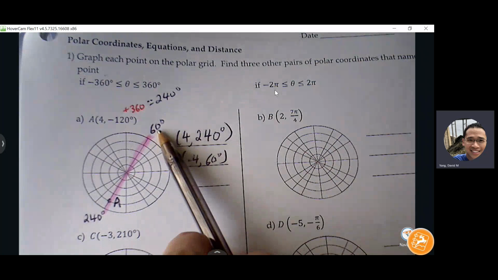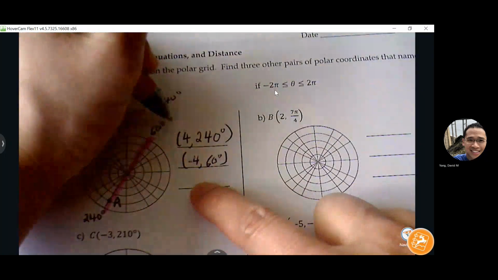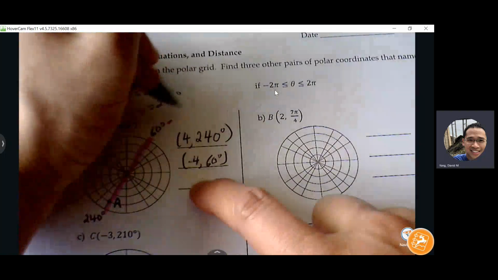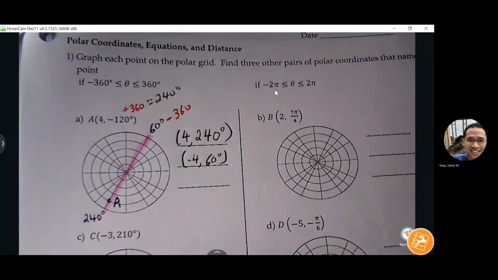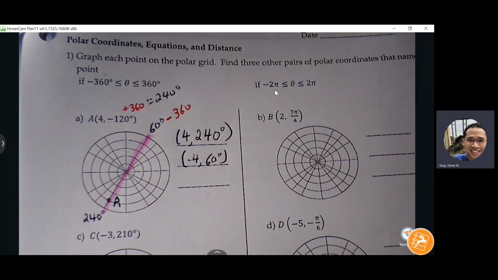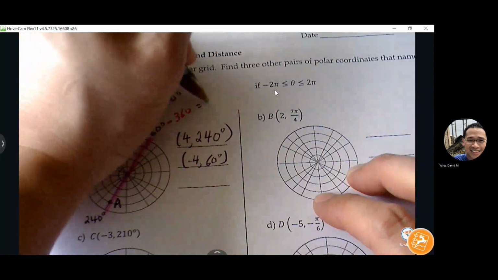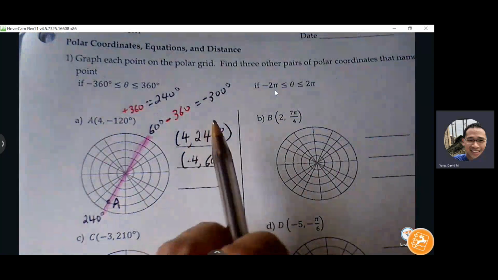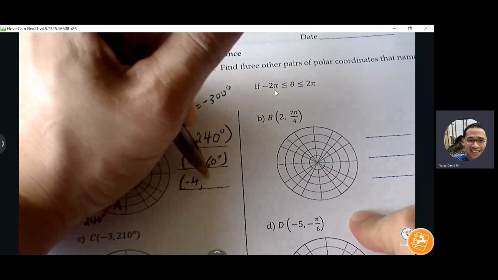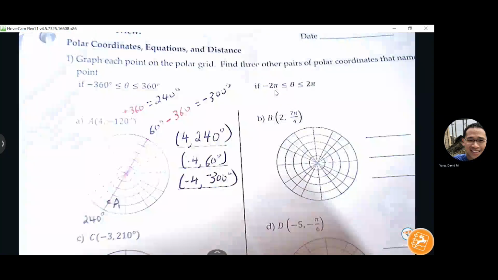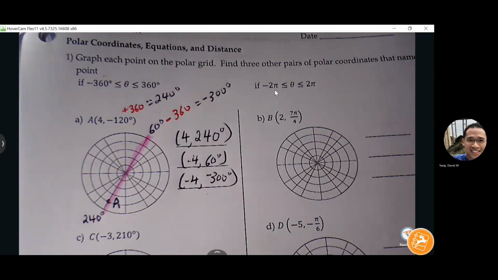What's another way of saying 60 degrees? Subtract 360, right? Because I just have to make sure that I land between what's given to me here. So 60 degrees minus 360. So negative 300 degrees is also 1st quadrant. So again, I want to walk 4 units away from 1st quadrant. Any questions there?